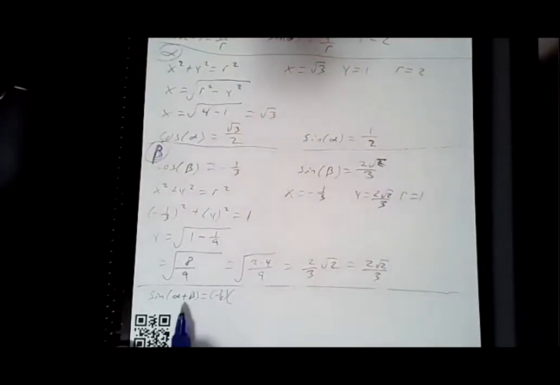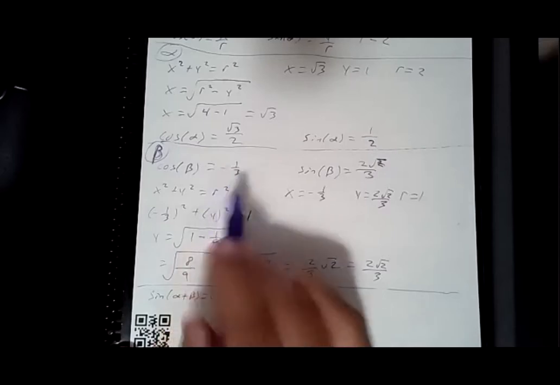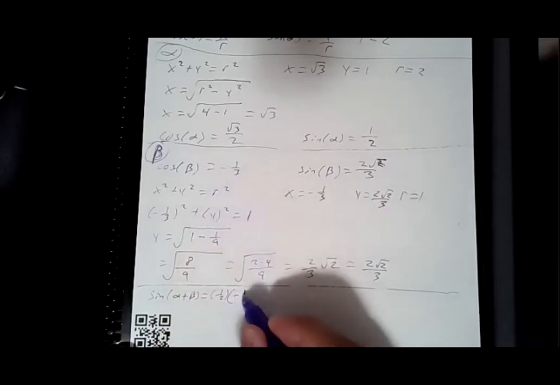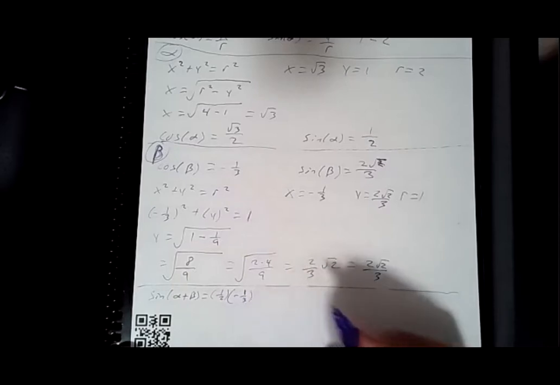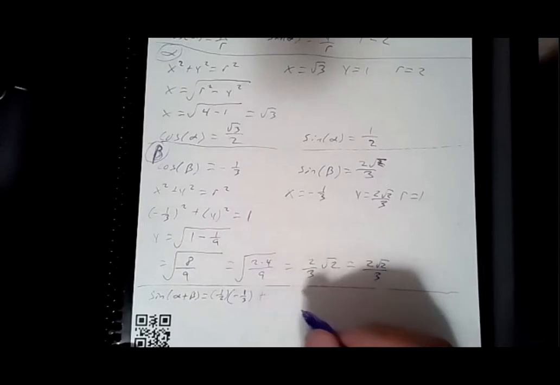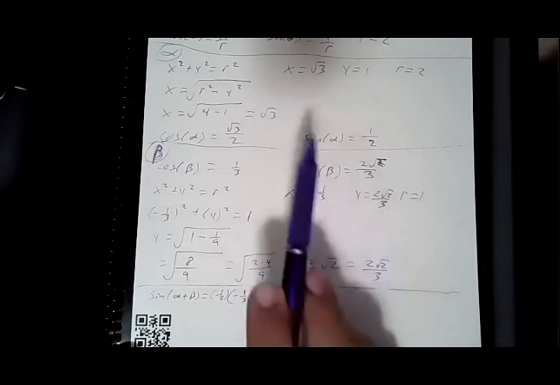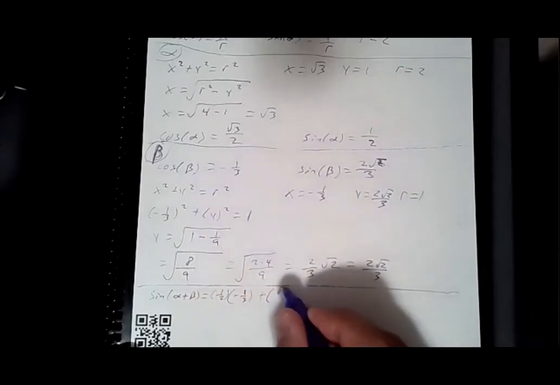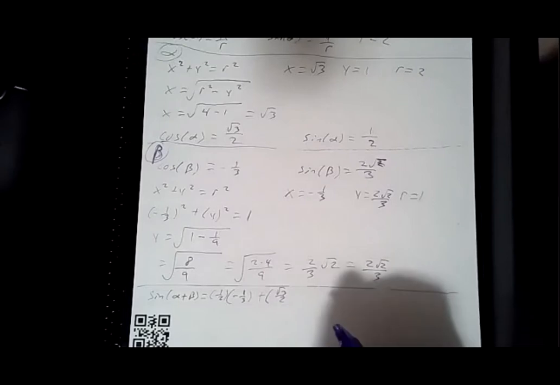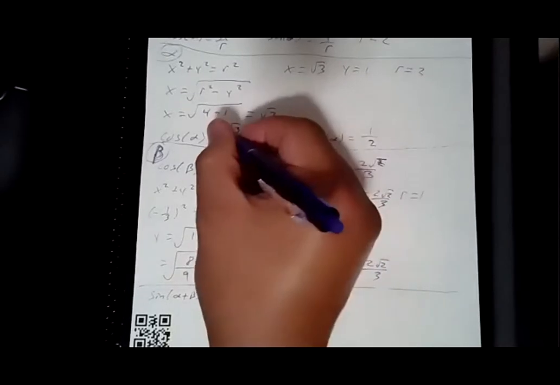Thank you. 1/2, sine alpha cosine beta is right there. Negative 1/3. Plus cosine alpha, which is here. Wouldn't your cosine alpha be negative since it's in quadrant 2? Oh yeah, good question. Let's see here. Alpha x should be negative. Yes, that's right.